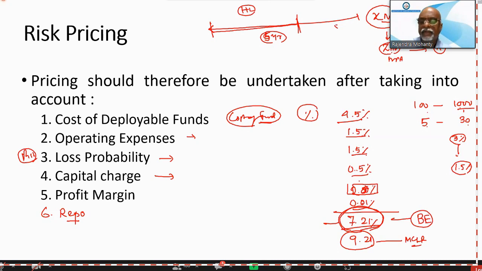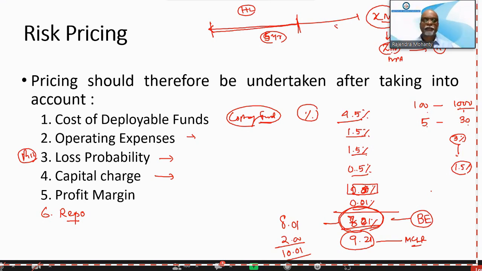8.21, sir? 8.01? Yes, 8.01, sir. Okay, 8.01. Then you have to add your profit, say 2% you are adding, so it will be 10.01. So this is the way risk pricing has to be taken care of.